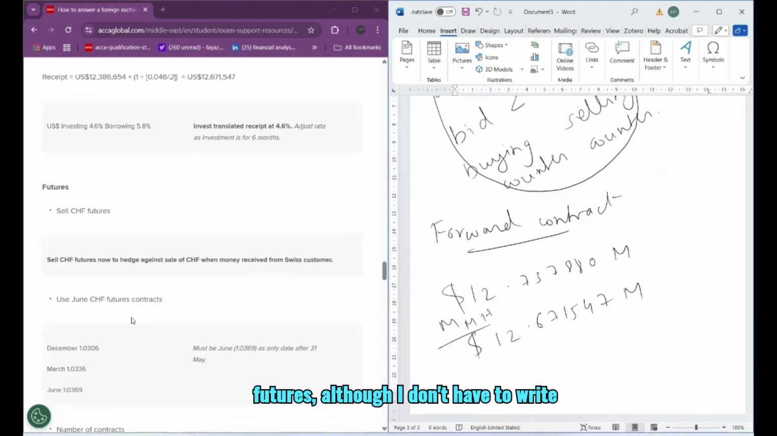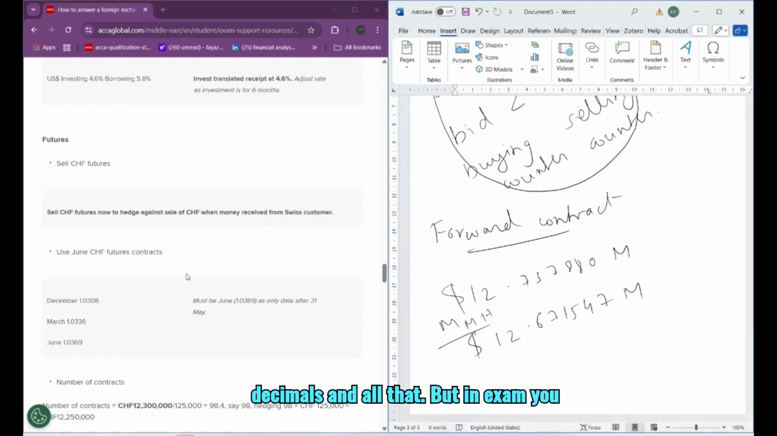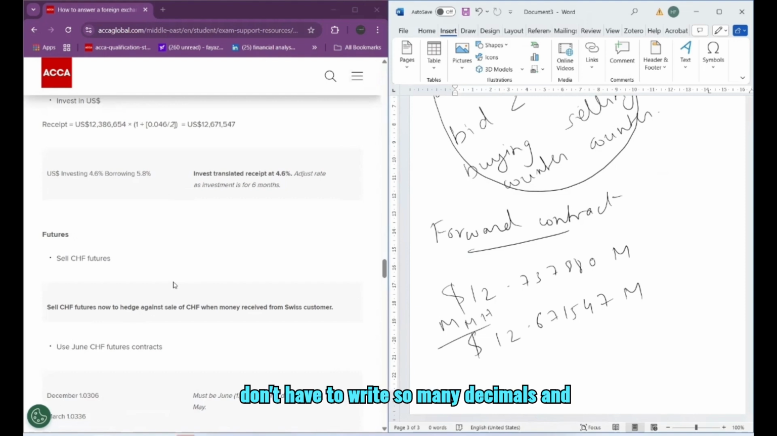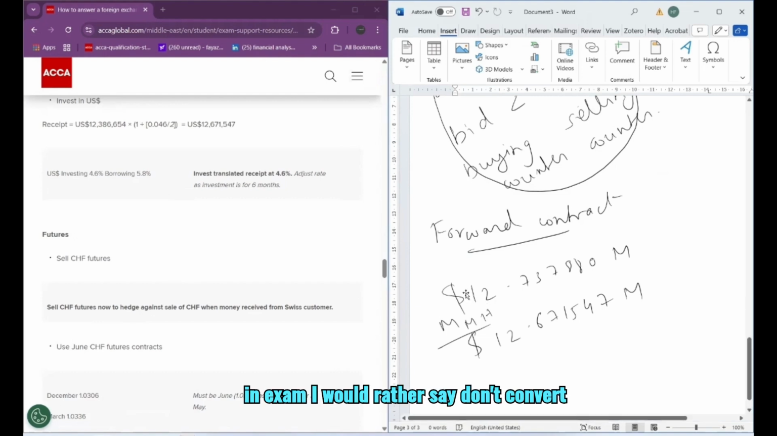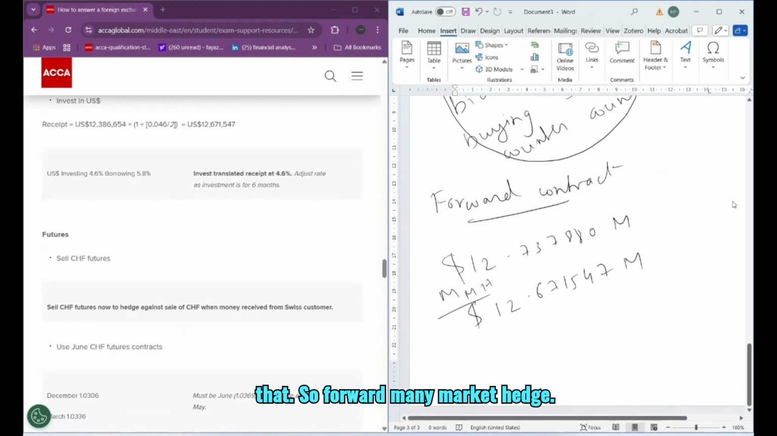Right. So then futures. Although I don't have to write so much, what if my futures and options all have similar decimal points? Then it will be easier for me to compare. That's why I'm writing all decimals. But in exam, you don't have to write so many decimals, and I would rather say don't convert it into millions. Just write it as it is, like 12 with the commas. So forward versus money market hedge, clearly I can see forward is proving more beneficial. You're getting higher receipt there, but let's see.